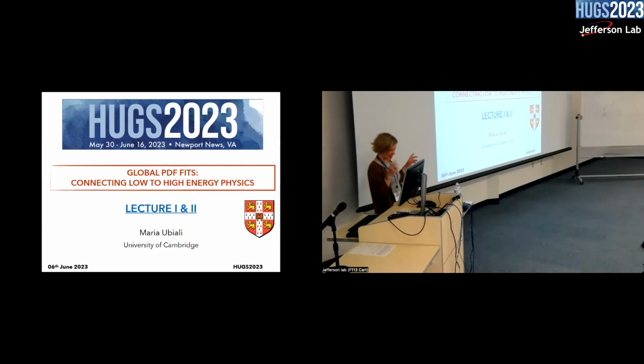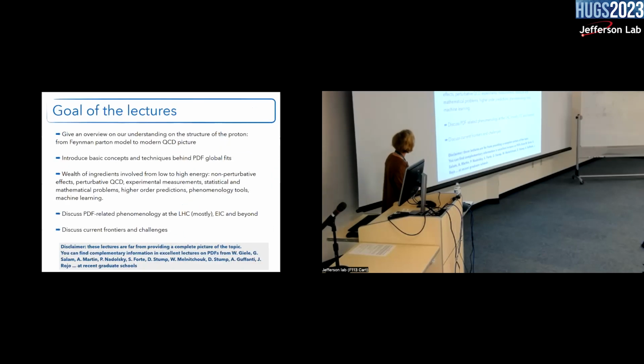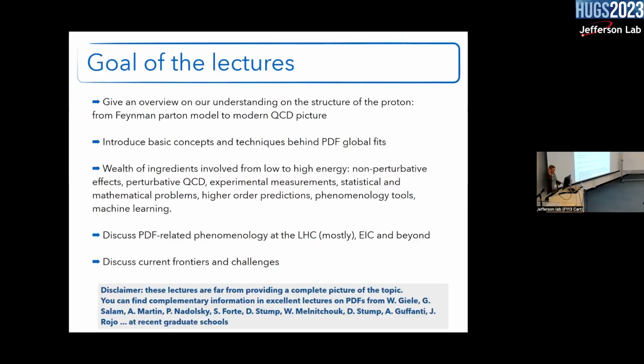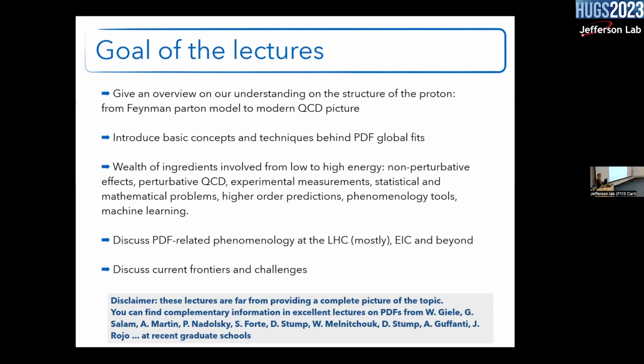Okay, so I'm going to talk about global PDF fits connecting low to high energy physics, and we're going to have 5 lectures. What I want to do is give an overview of our current understanding of the structure of the proton. I will focus mostly on the proton. I know you heard about the other nuclei, but I'm going to focus on the proton because there is already a wealth of material to talk about. And I want to go from the basics, from the Feynman parton model in the 60s, to the modern QCD picture and how we understand it.